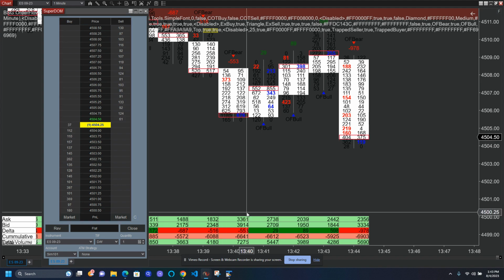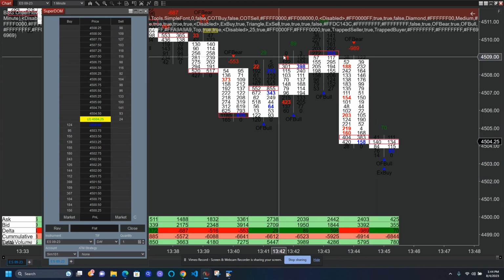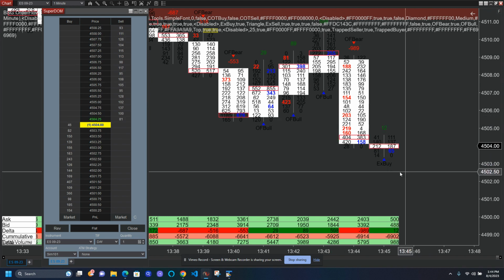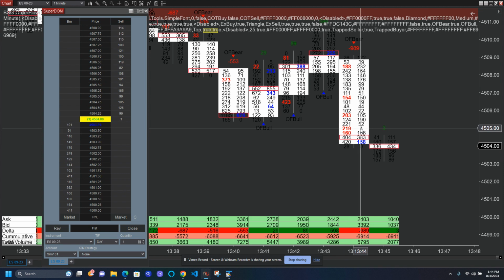Almost 400 contracts. 369 contracts on that particular. Okay. So far, I don't see any huge institutional orders. It's just like, I think here, right here. Can you see that? Look at here. 219 market sell order compared to just four.